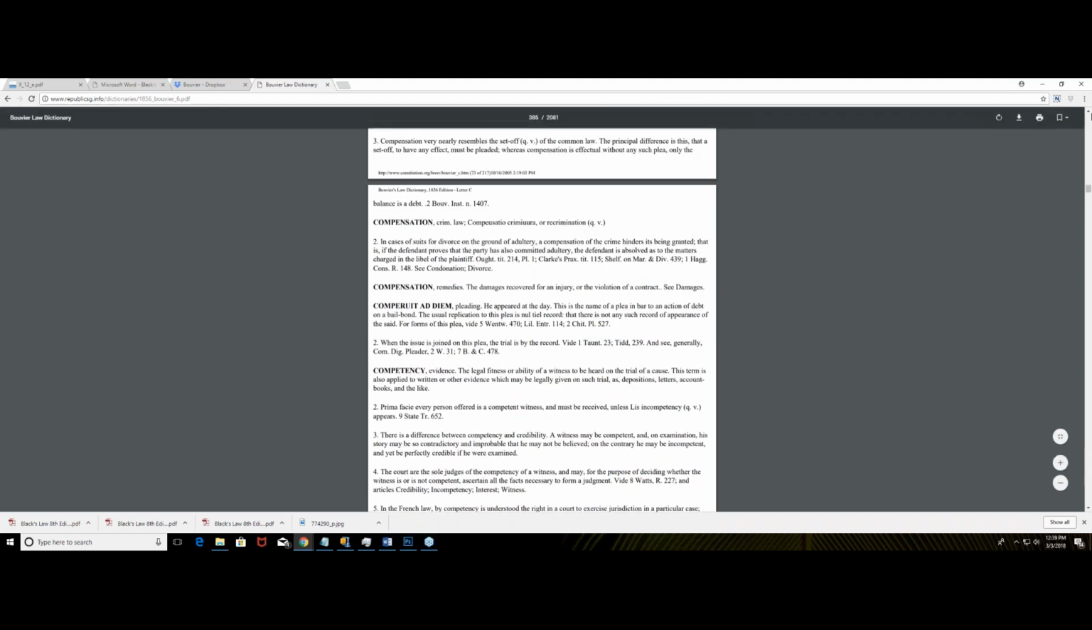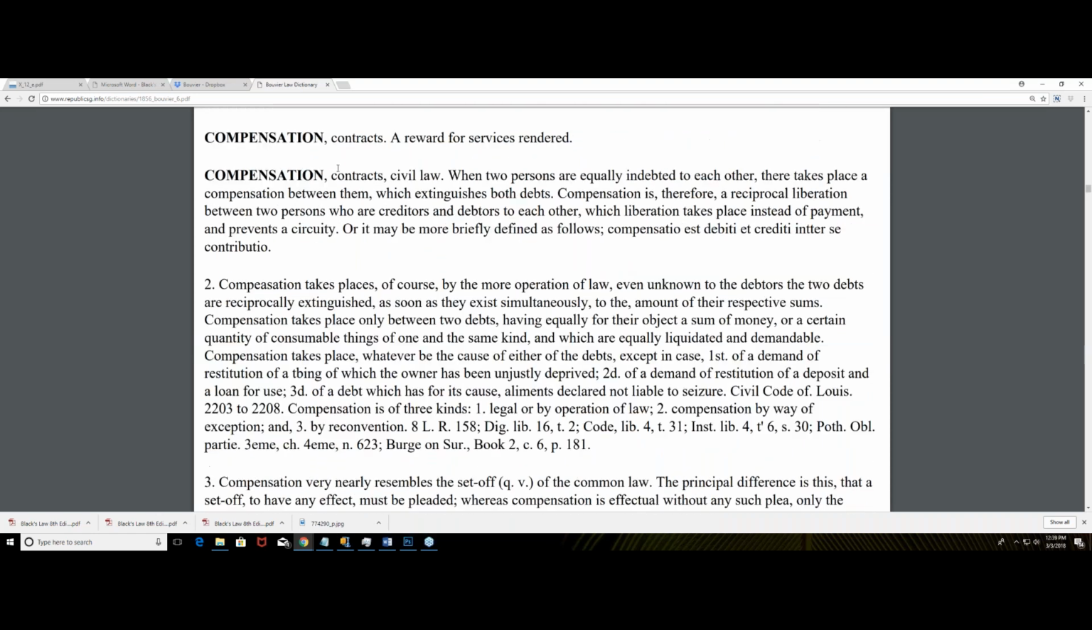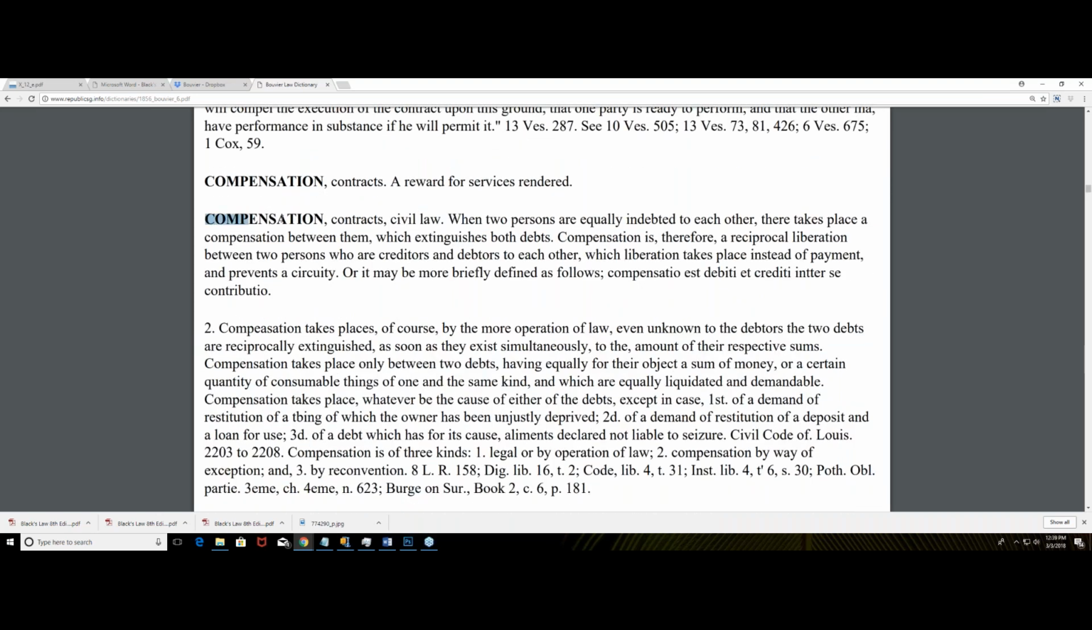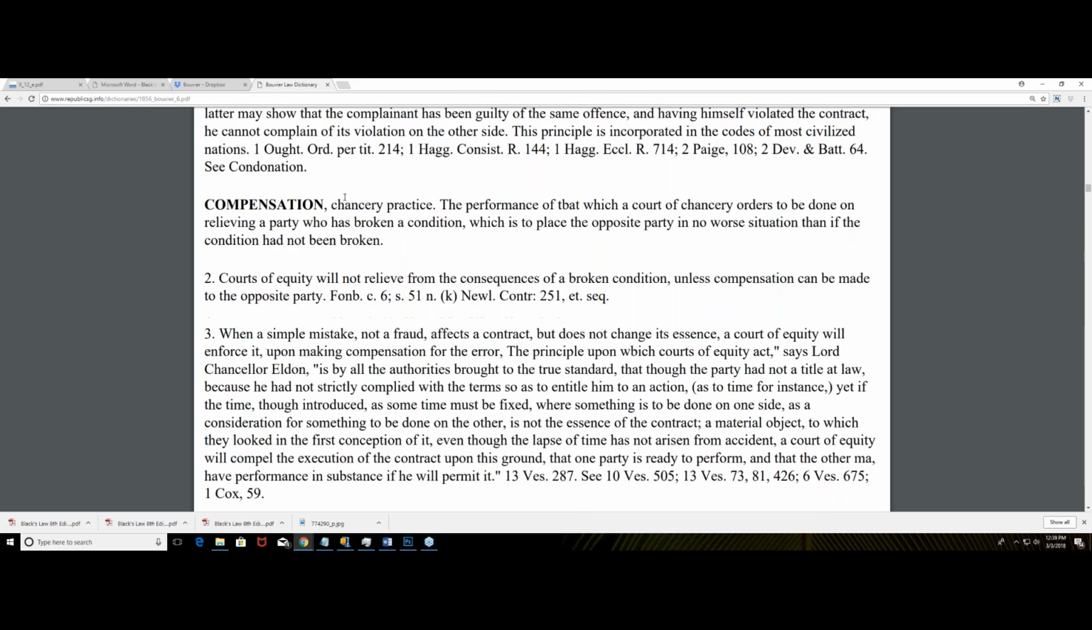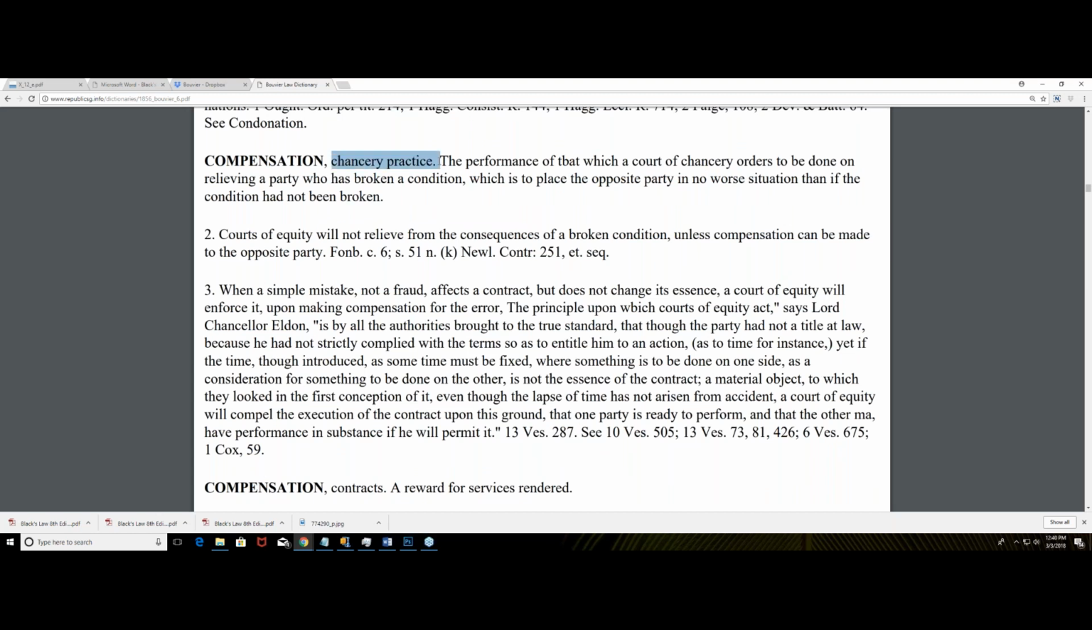Right here. All right, compensation. Compensation. Let me see, did I get all of it? Yes, it's a lot of it. Compensation. Chancery practice, equity.